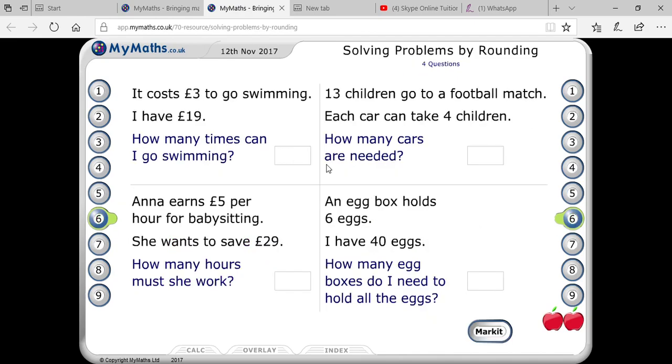Come to the next one. It costs £3 to go swimming. I have 19 pounds. How many times can I go swimming? Hold on. Can I try this for a while? Close my notebook. You can do that. It costs three. I think you should go maybe six times.